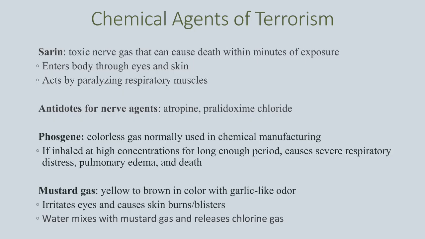There's phosgene, which is a colorless gas that's normally used in chemical manufacturing. And if it's inhaled at high concentrations for a long enough period of time, it causes severe respiratory distress, pulmonary edema, and death. And then mustard gas, which is yellow to brown in color with a garlic-like odor. It irritates the skin and causes skin burns and blisters.